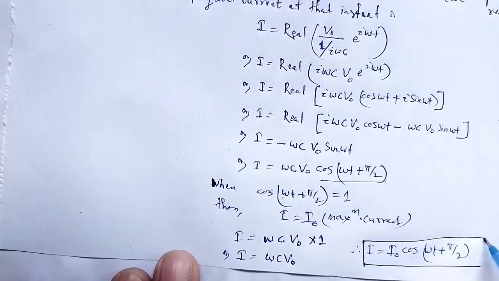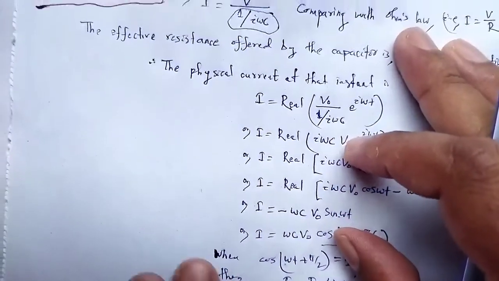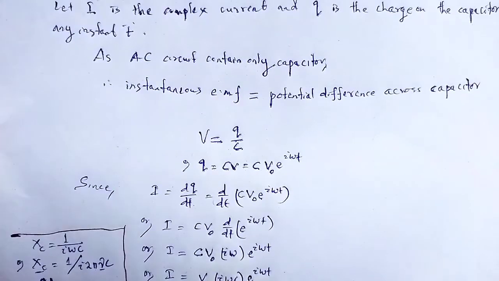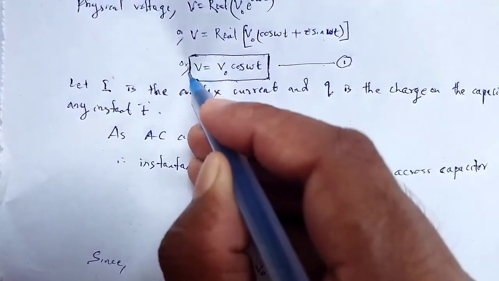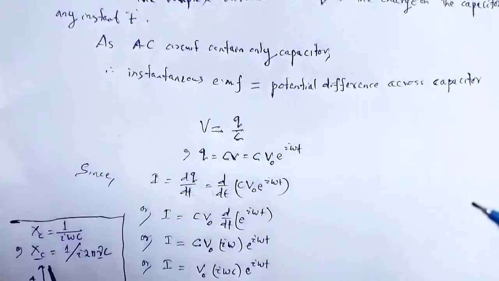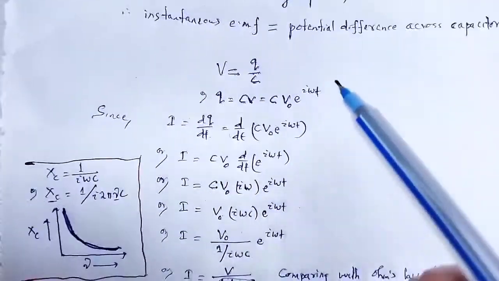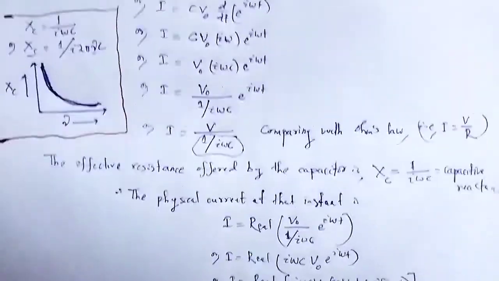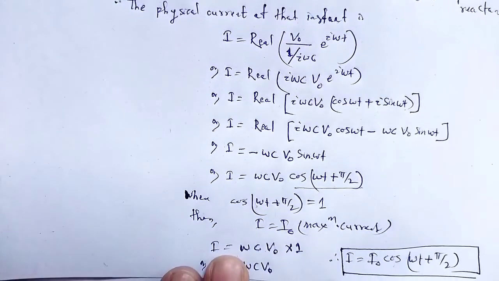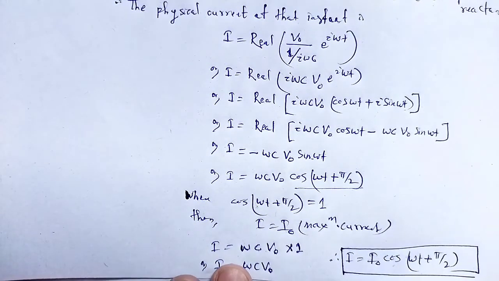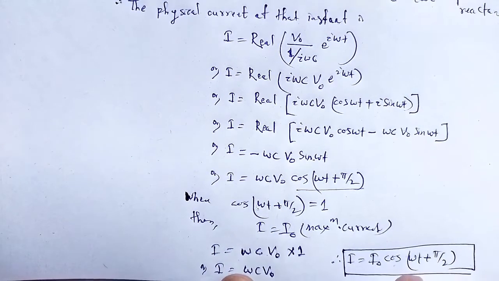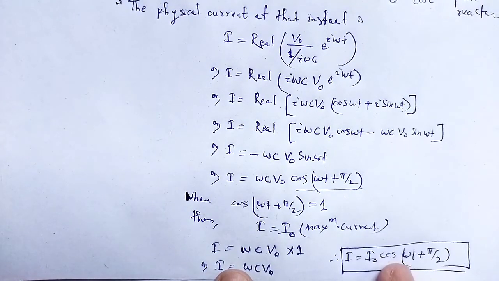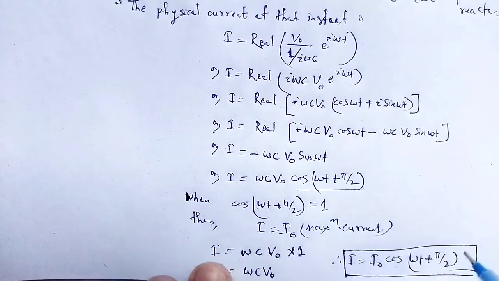Here the current and the voltage V is equal to V naught cos omega t. Look here. Now, comparing voltage and current, we have that the alternating EMF lags behind the alternating current by the phase angle pi by 2.